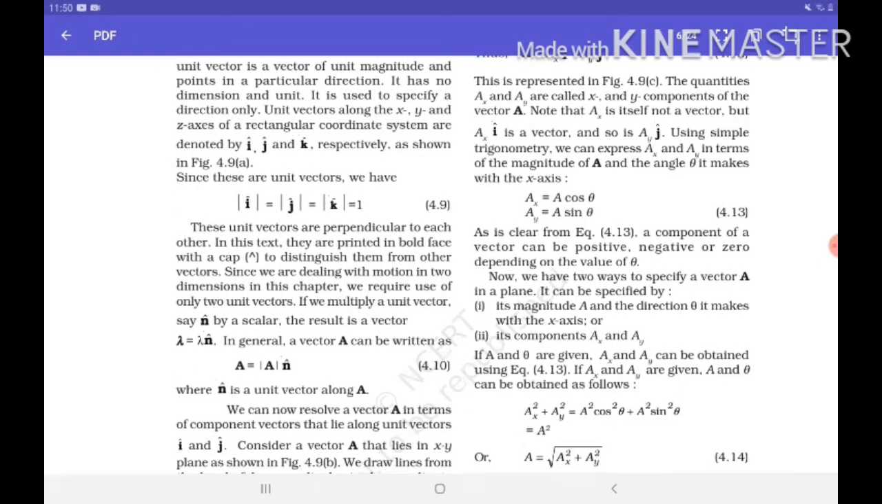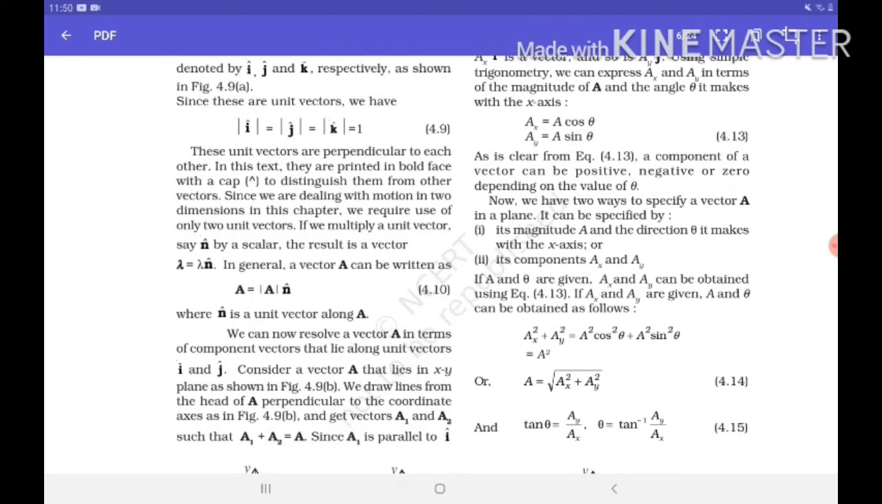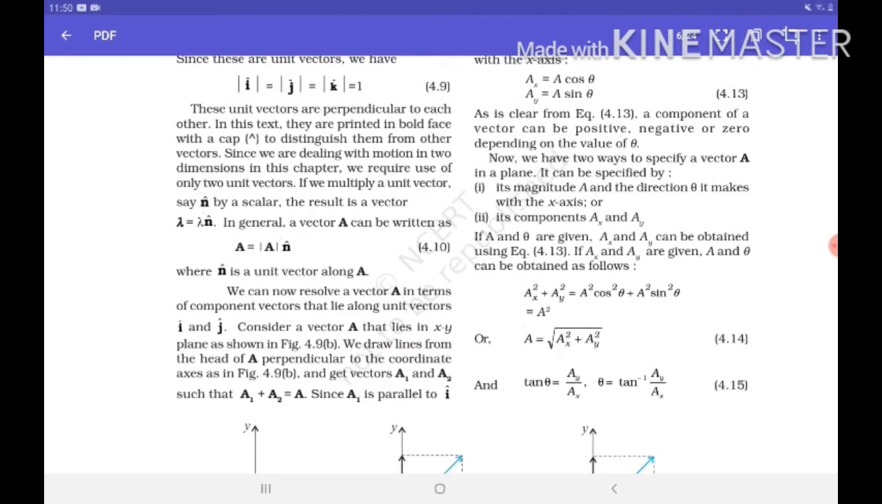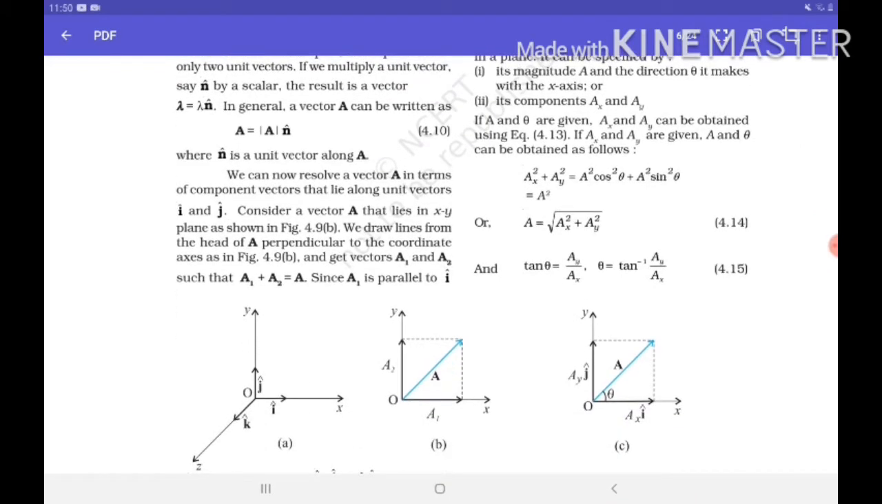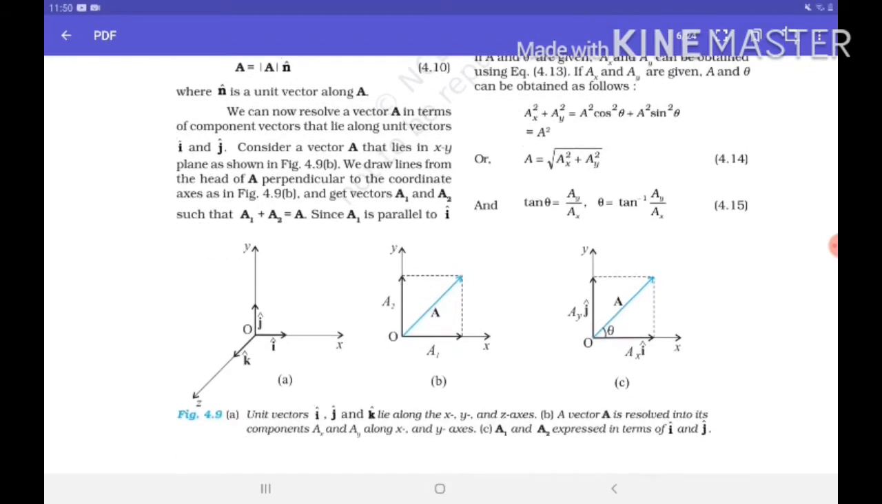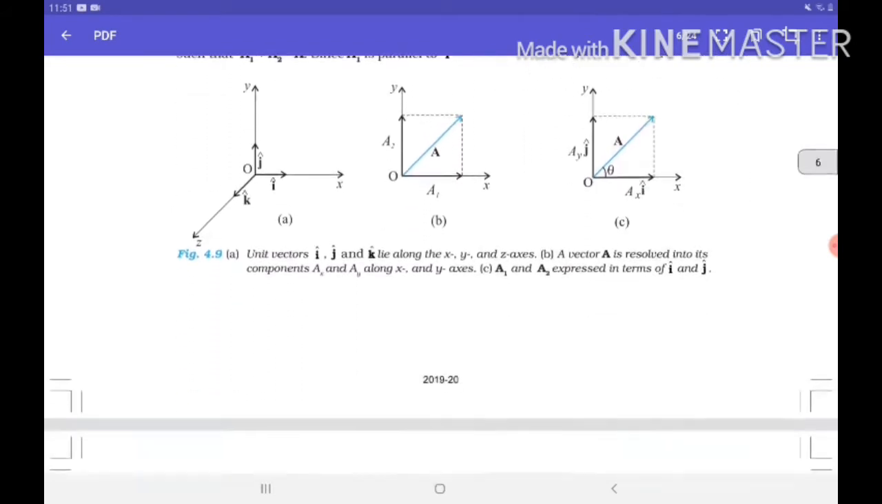Now we have two ways to specify a vector A in a plane. It can be specified by its magnitude A and the direction θ it makes with the x-axis, or by its components Ax and Ay. Therefore, if A and θ are given, Ax and Ay can be obtained using equation 4.13. If Ax and Ay are given, A and θ can be obtained as follows: Ax² + Ay² = A² cos²θ + A² sin²θ = A², so A = √(Ax² + Ay²), and tan θ = Ay/Ax. Therefore, θ = tan⁻¹(Ay/Ax).